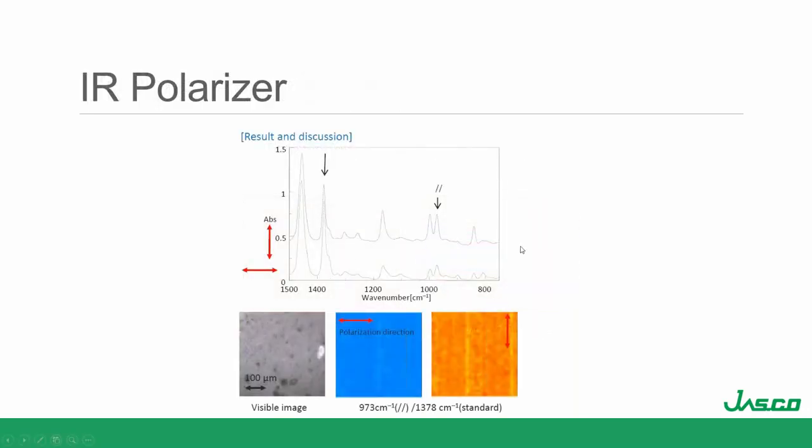Next is IR polarizers. I kind of briefly hit that with the reflection, the grazing angle. What you can do is look at the ratio of two peaks, in this case 973 and 1378. You look at the ratio of the two, and you can get some information about what direction. So this is in-plane polarized detection. You don't get a lot of signal there, but you get a lot more signal out of plane. So you know the orientation of the sample.